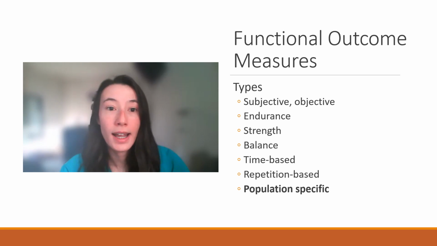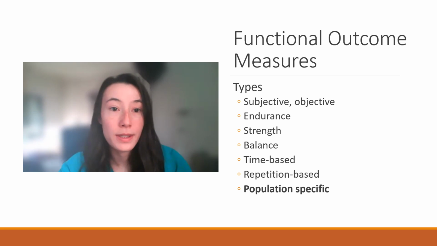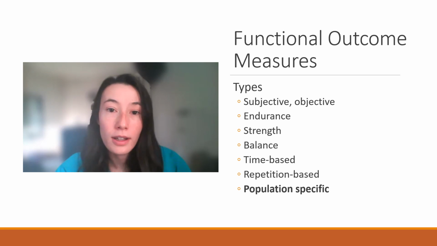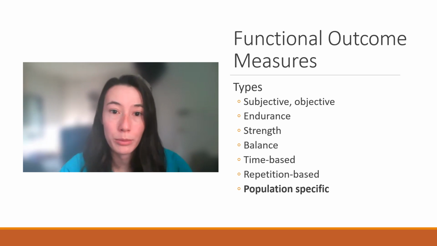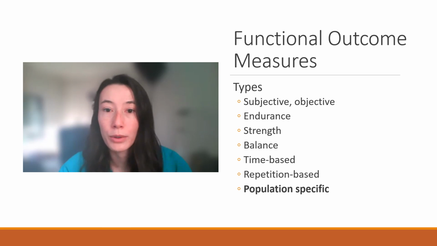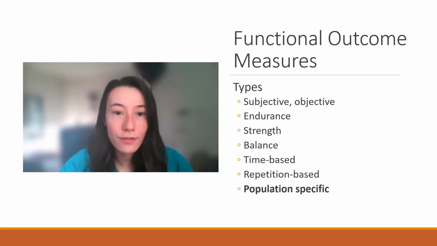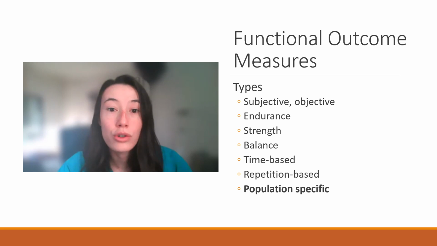Then with a diagnosis-based functional outcome measure, we have ones that are specific to people who have had a stroke. So for example, the Fugl-Meyer. The Fugl-Meyer is not meant for those who have had a TBI, a traumatic brain injury. They're not meant for those who have Guillain-Barré or they just fractured their tibia. It is very specific to those who have had a stroke.